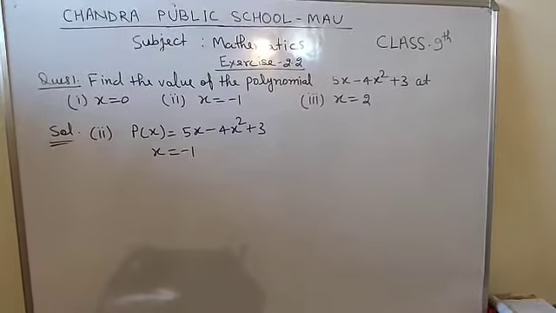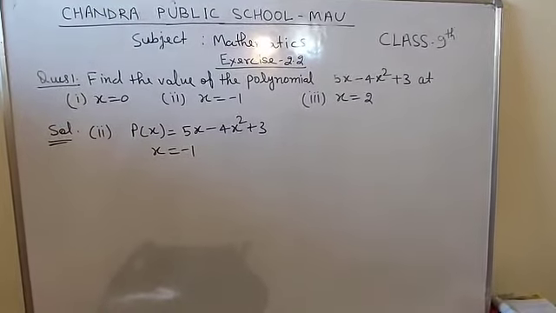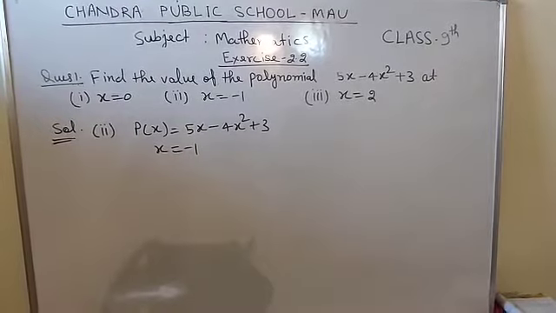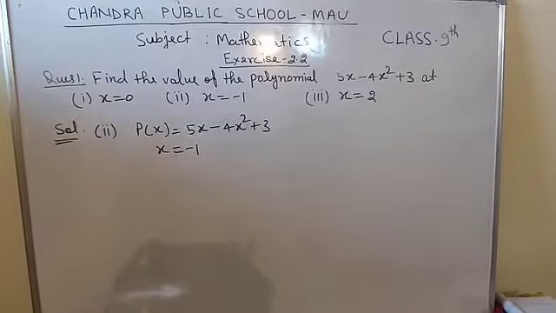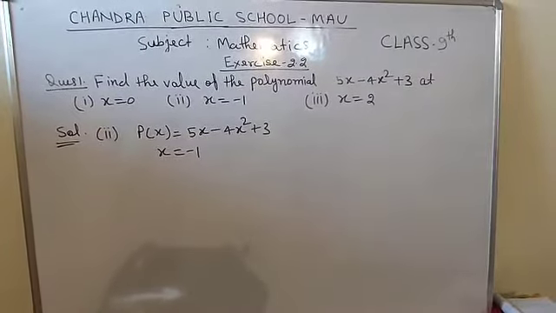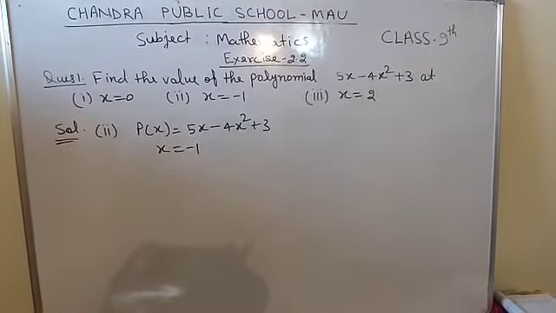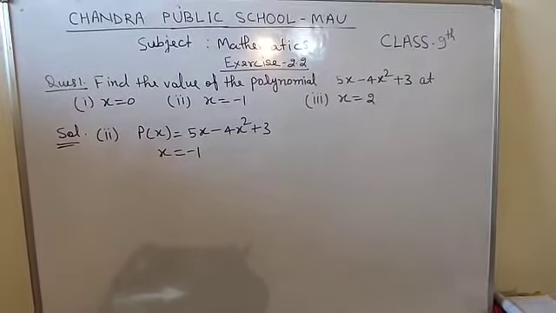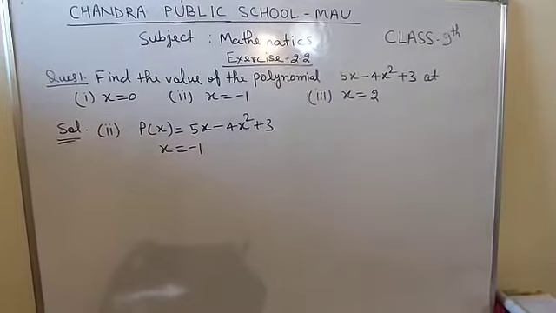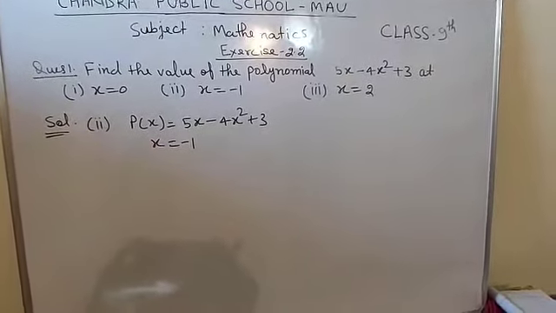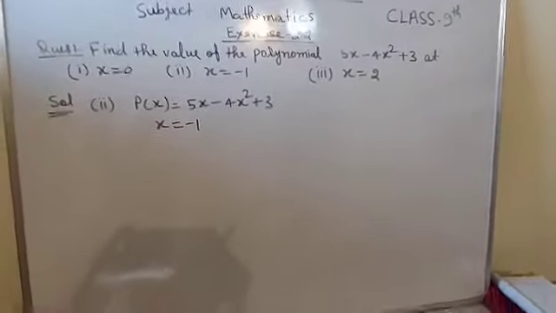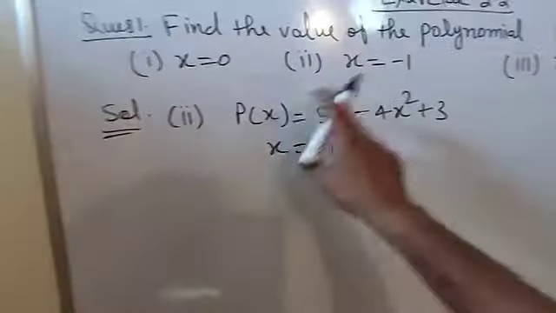Here I have written question number 1. Find the value of the polynomial 5x minus 4x square plus 3. Three parts are there: x equal to 0, x equal to minus 1, x equal to 2. In the previous video I had explained how to find the value of the given polynomial. So here I am going to explain with one example, that is, I am going to solve the second part. Polynomial, that is p(x).